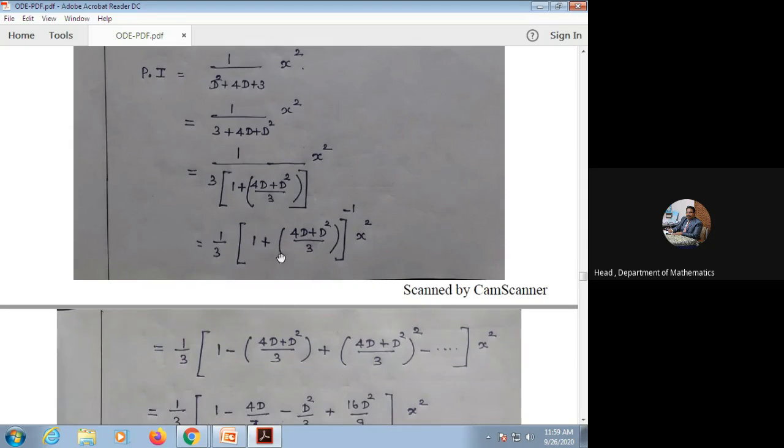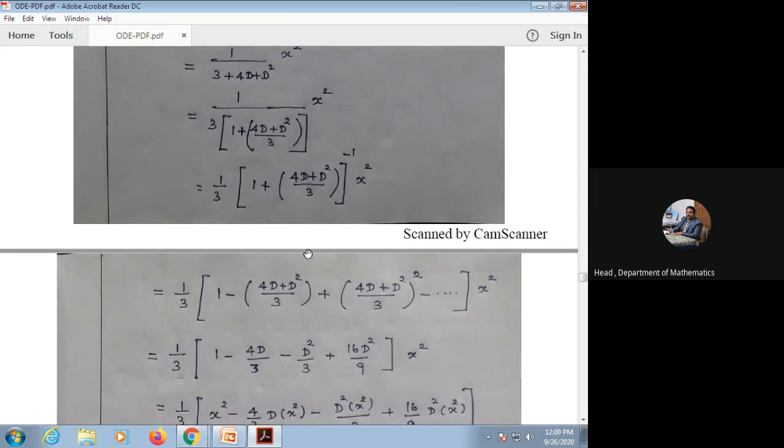This is in the form 1 plus x, where x is in place of (4D plus D squared) by 3. Here it is the (1 plus x) whole power minus 1 formula, so here also you have to use the binomial expansion. Therefore 1 by 3, what is (1 plus x) whole power minus 1? It is 1 minus x plus x squared up to etc. Here the x value is (4D plus D squared) divided by 3. Replace it here, into x squared.